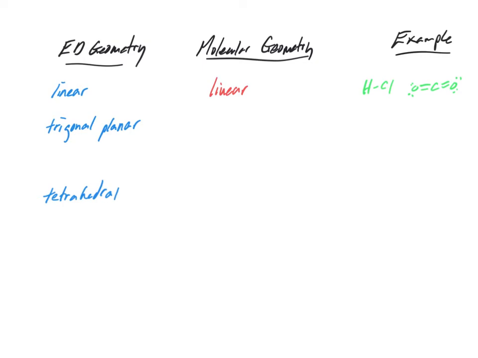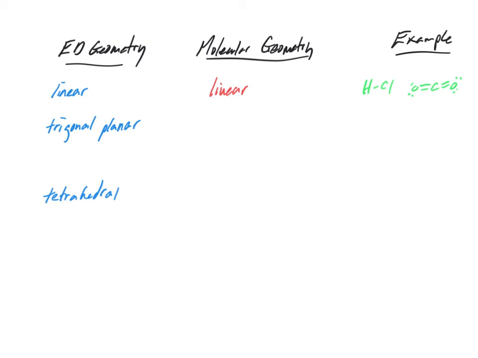Another example here that we already talked about is carbon dioxide, and if we look around that central atom, the electron domains are only going in 2 directions. And so this bond angle here is 180 degrees, making the molecule linear.